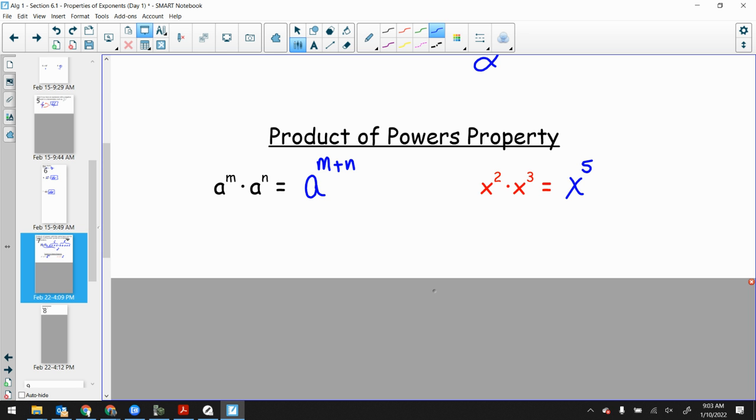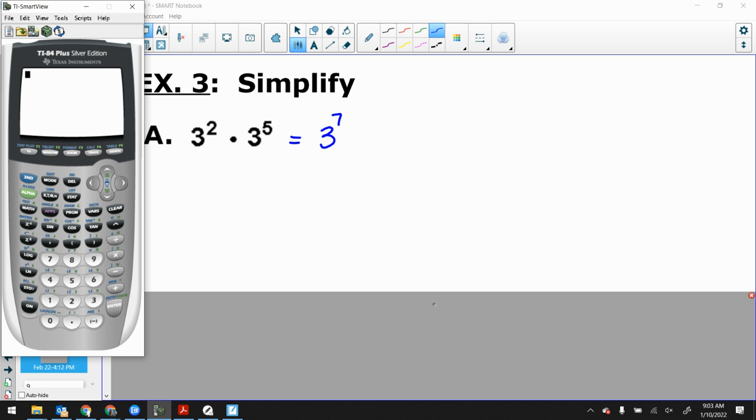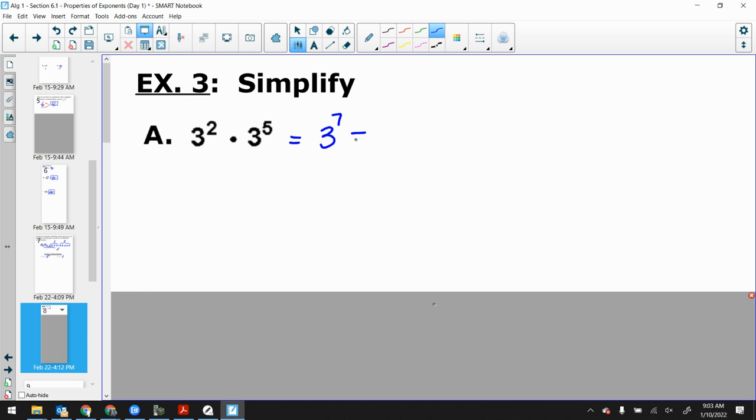Okay, let's do some examples with that. 3 squared times 3 to the 5th. What would that be as just a power? 3 to the 7th. Now, this is the question Kenny was asking. Let's actually do 3 to the 7th. 3 to the 7th is 2187. Again, I'll look for both of these, because it's about reducing the exponent.